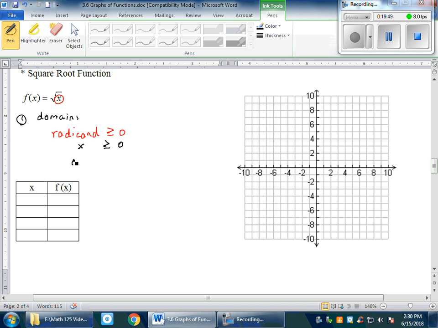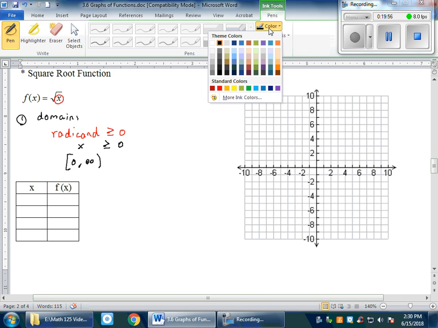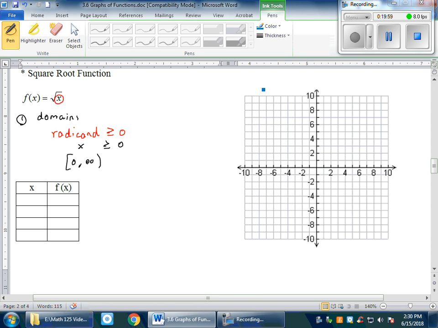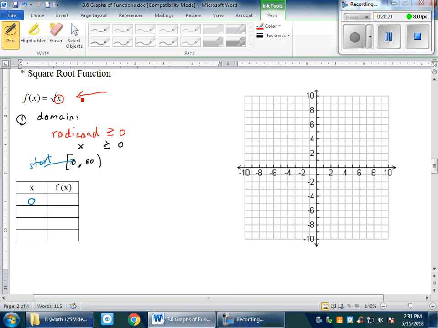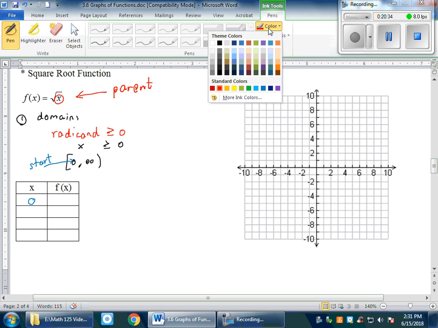So my domain will be from 0 to positive infinity. And this tells us where the starting point of the square root function is going to be. So this 0 is your starting point. You have to start with 0 for your x. That's where you're going to put your 0 to start computing, and you're going to pick the numbers to the right side of it. This radical function, the square root function, is a parent graph. So later on, when you have a square root function, you know how the parent graph is going to look, right? So let's continue.